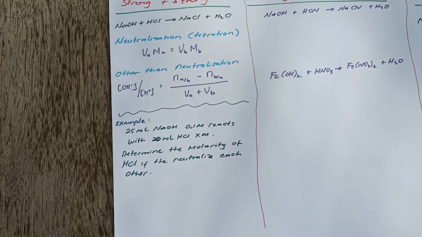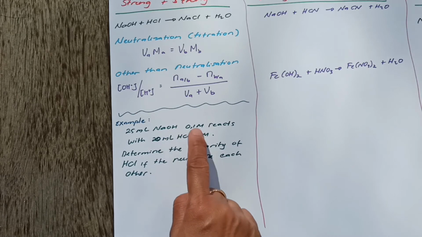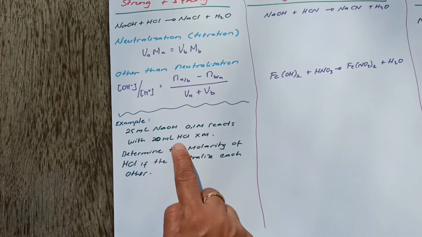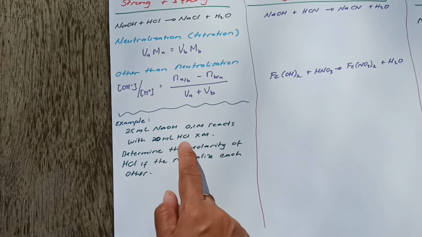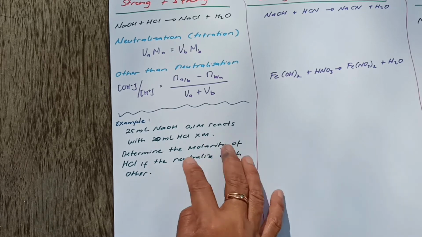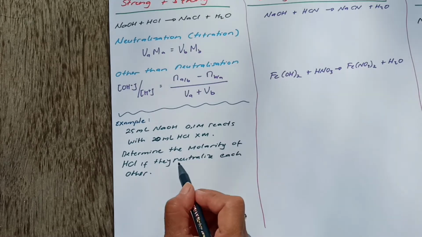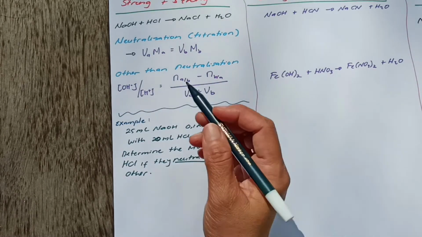Now, look at this question. 25 milliliter of sodium hydroxide, 0.1 molar, reacts with 20 milliliter hydrochloric acid of X molarity. Now, determine the molarity of the hydrochloric acid if they neutralize each other. If you look at this, we are going to use neutralization.